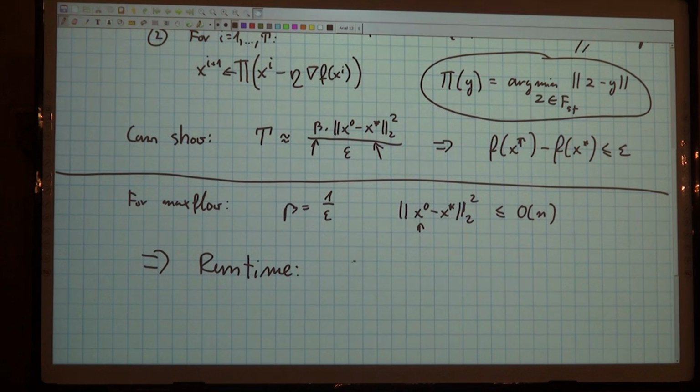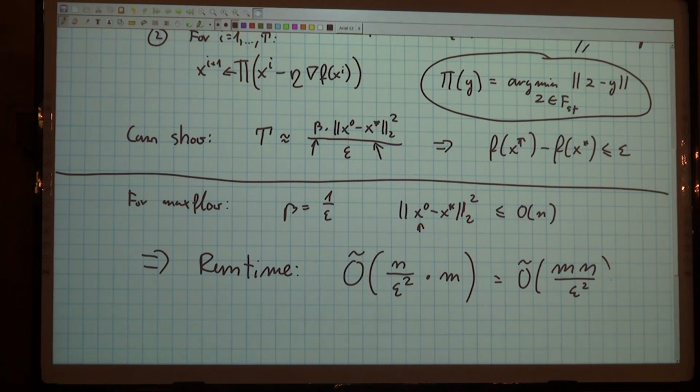So the running time is essentially this n over epsilon squared, because we have 1 over epsilon coming from the smoothness. And of course, this is a number of iterations, but each iteration takes roughly near linear time to solve. So we get this O tilde of mn over epsilon squared time, which, for sparse graphs, is n squared over epsilon squared. And this is the state-of-the-art running time that we have here.